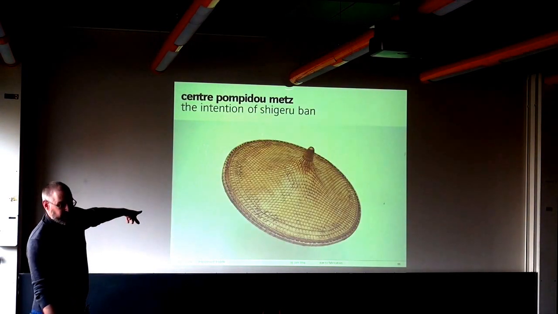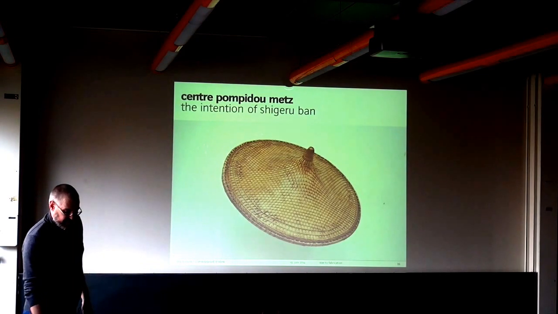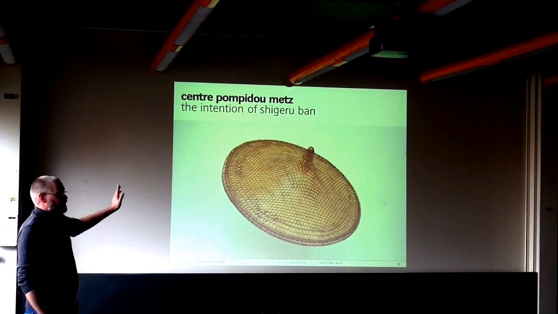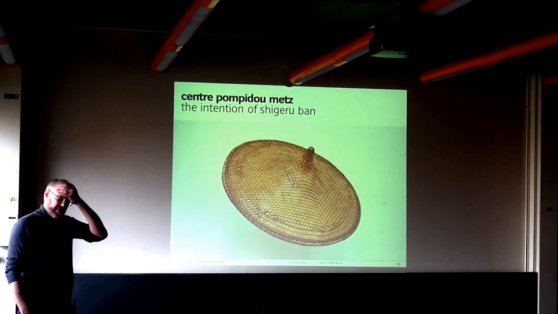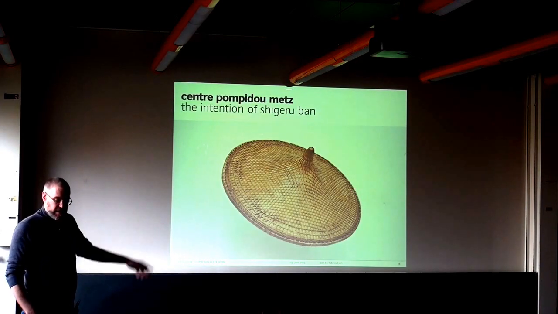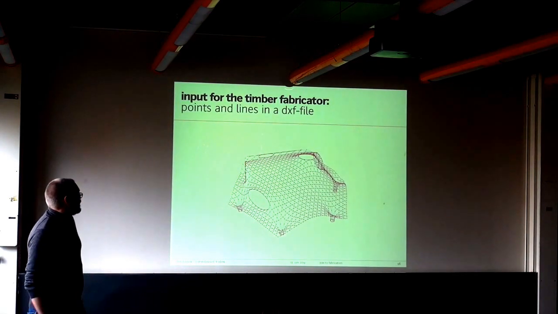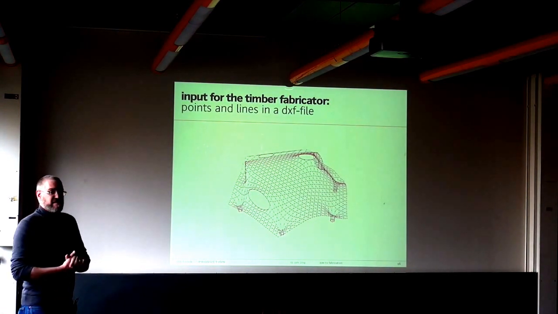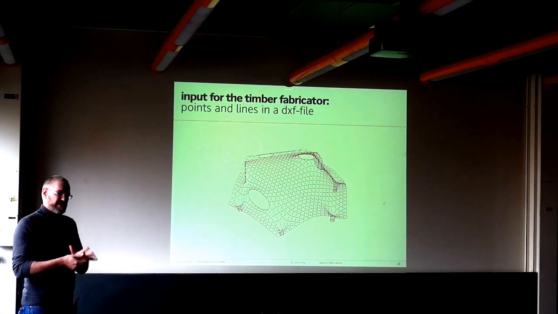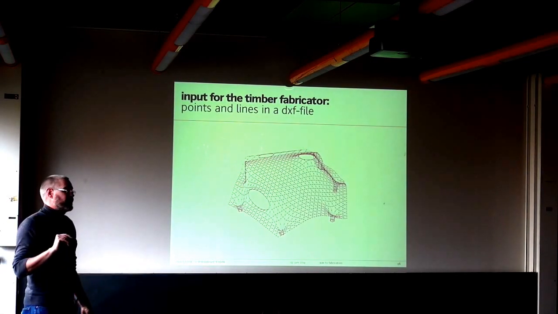Yeah, this is the straw hat, the literal thing. And that's the problem then. I mean, you know that you have to be precise within a few tenths of a millimeter, then you get the straw hat. And then the timber fabricator gets a DXF file with nodes and straight lines in there. That's the basis for fabrication, and that happens.